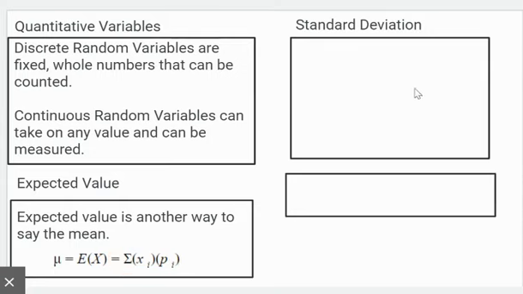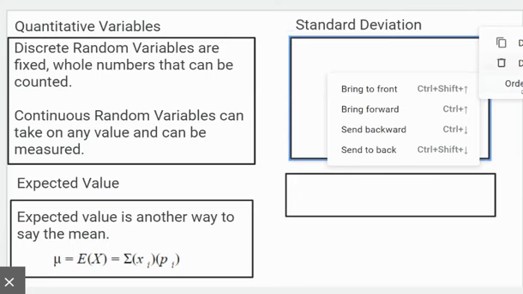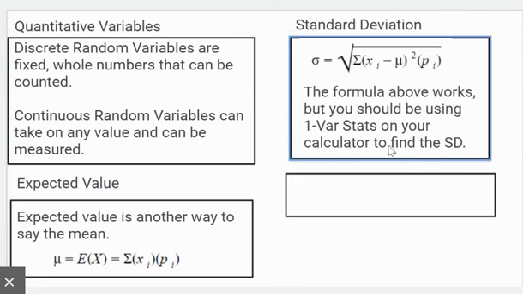Then that brings us to standard deviation. Now this right here is the formula for finding the standard deviation. This is the formula for finding the standard deviation for a probability distribution. Well, I'm telling you, you never need to find this by hand. You can find it by hand. It is possible, but it's just a lot of work.